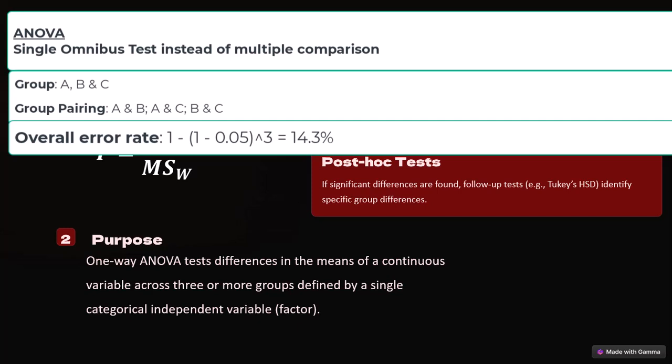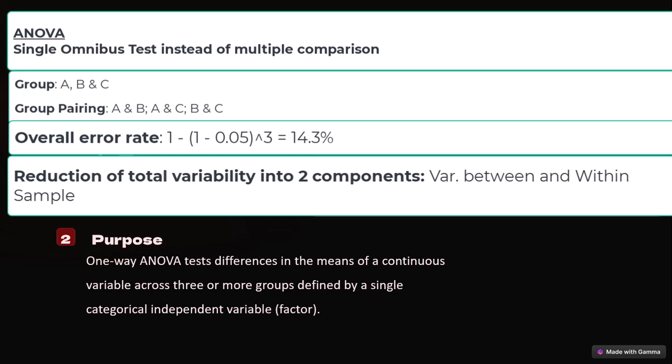And secondly, the total variability among the groups will be reduced. For instance, if you have 3 groups while using t-test, you might have 3 variances. If you have 4, you may have up to 5 variances while using t-test. But using ANOVA, even if the groups are up to 10, the total variability will be reduced into 2 components: the between-sample variance and the within-sample variance.